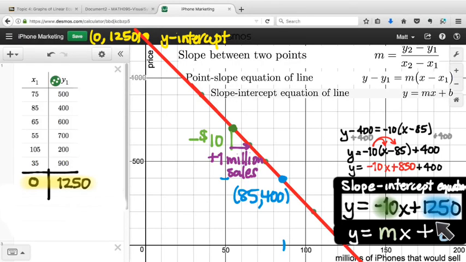What does this 1250 mean? What is it telling us about iPhone sales in this context? What do you think? Because it's an intercept, that means that one of the quantities in play is equal to 0. Right? So we can think of either the price dropping to 0 or the sales quantity dropping to 0. Let's look at those two different places on this graph.